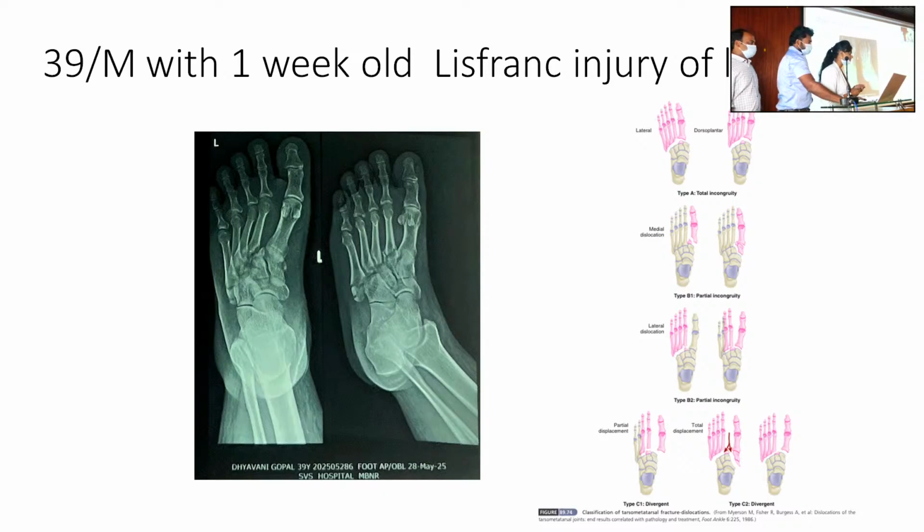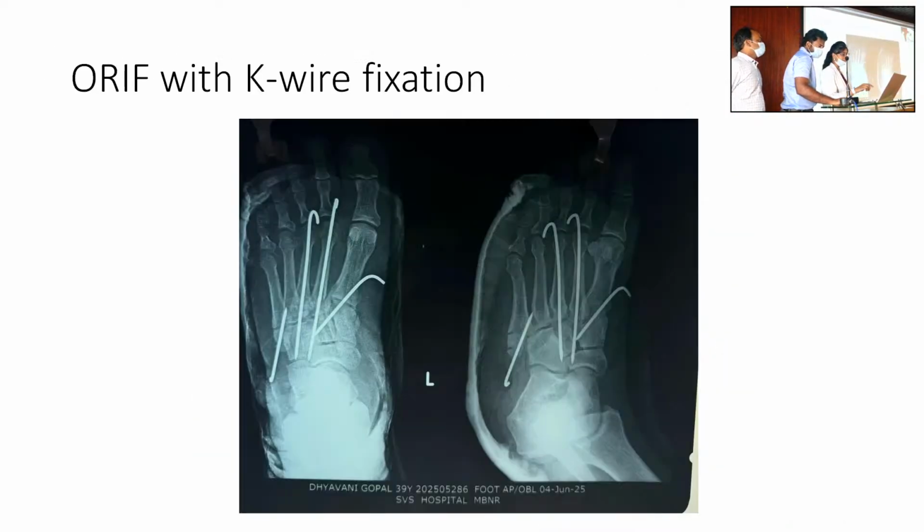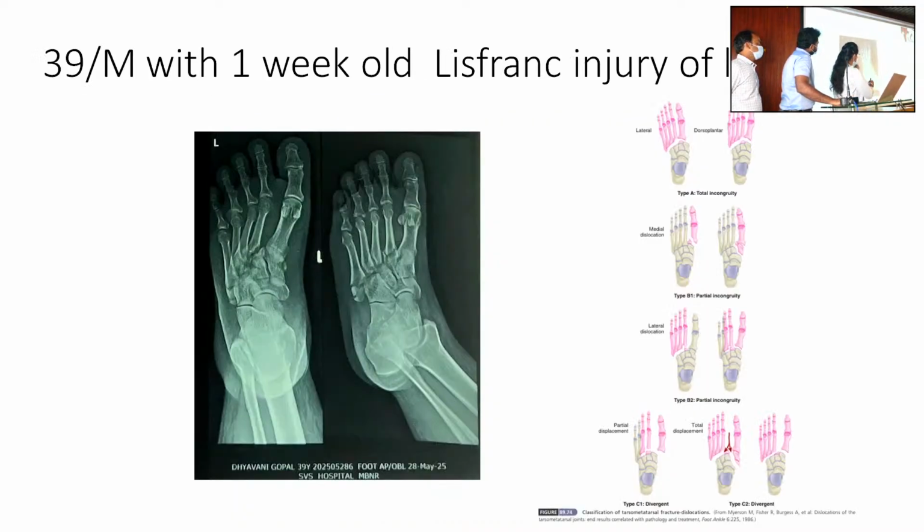So your medial column is intact. Yes, sir. But intraoperatively we saw there was subluxation of the medial column as well, sir. So we have fixed the medial column with K-wire. B1 is medial displacement. B2 is lateral. Our case has lateral displacement. And no divergence? No, sir. It appears that there is a medial cuneiform fracture.